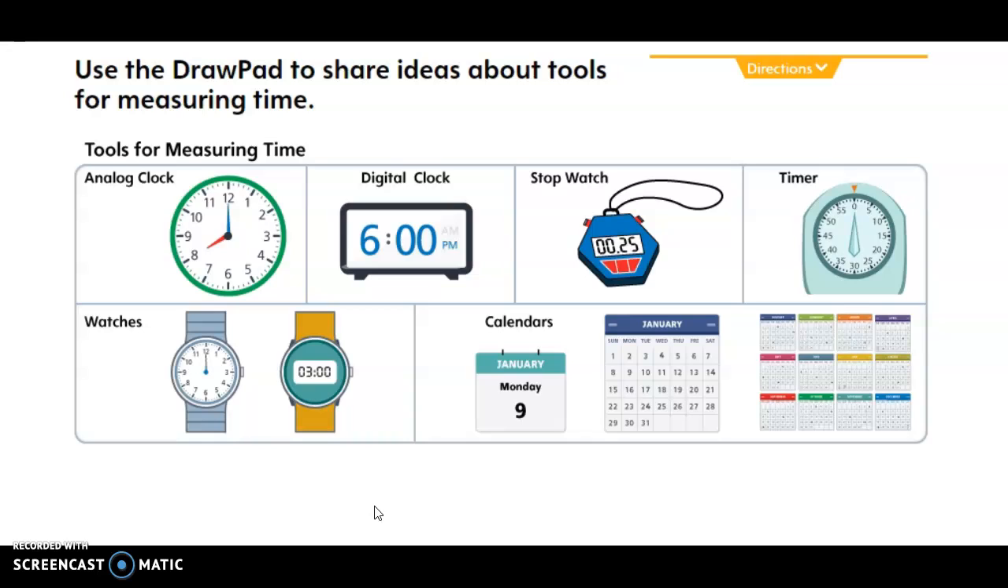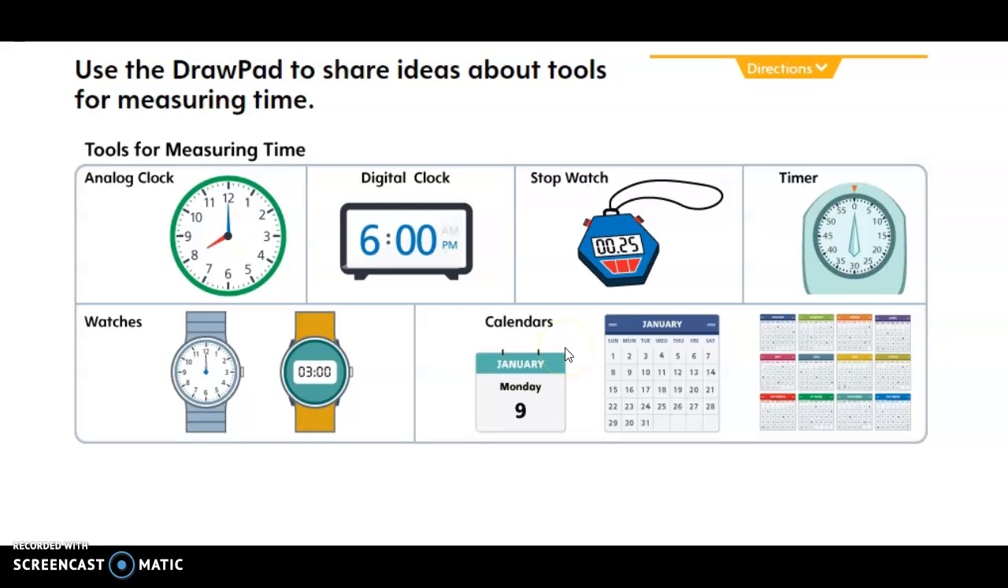Okay, look through these. We've got an analog clock, a digital clock, a stopwatch, a timer, watches. What do you notice about the two watches? One's an analog clock and one's a digital clock. And then we've got some calendars down here that show us what month, day of the week, and what the date is.